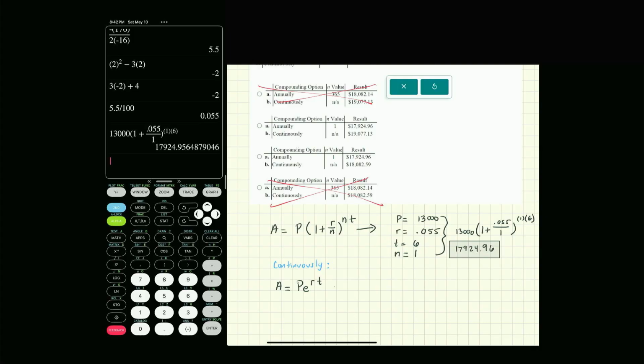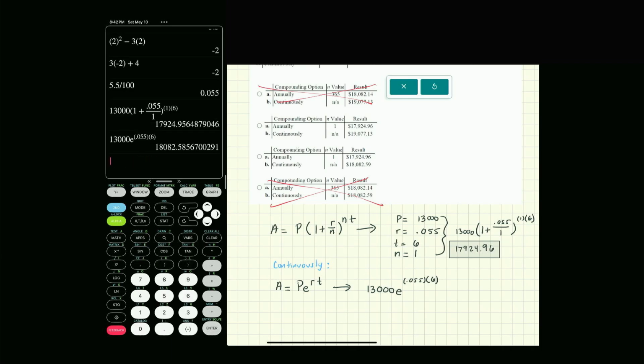So let's do that. If we plug in our values here, everything remains the same. P is 13,000. e is just a button on our calculator, raised to the r, which was 0.055, times t, which is 6. Going to our calculator, e raised to the 0.055 times 6 gives $18,082.59.